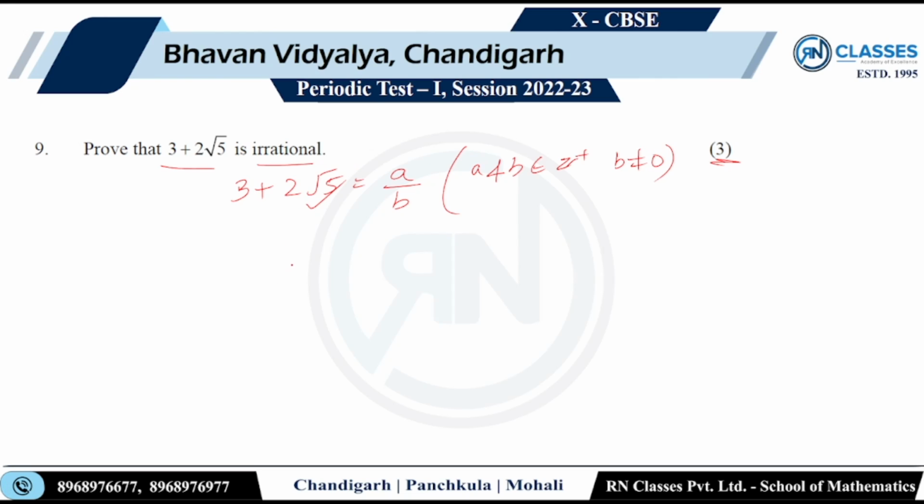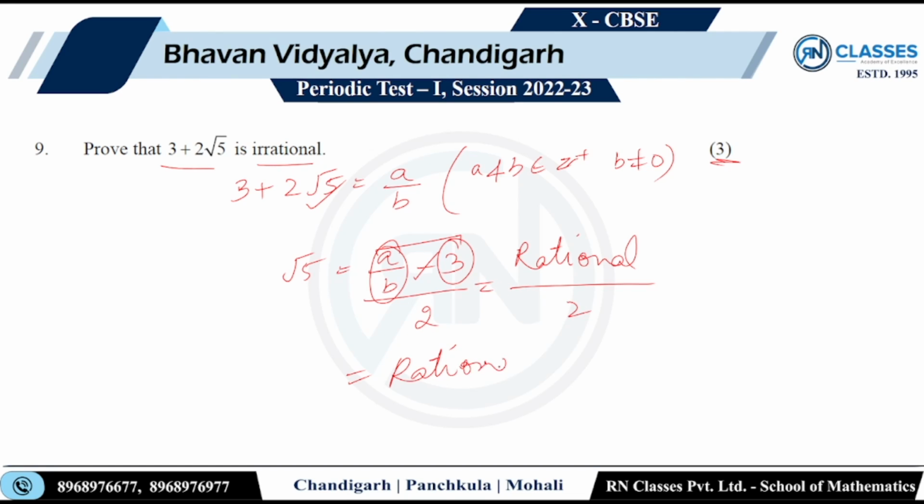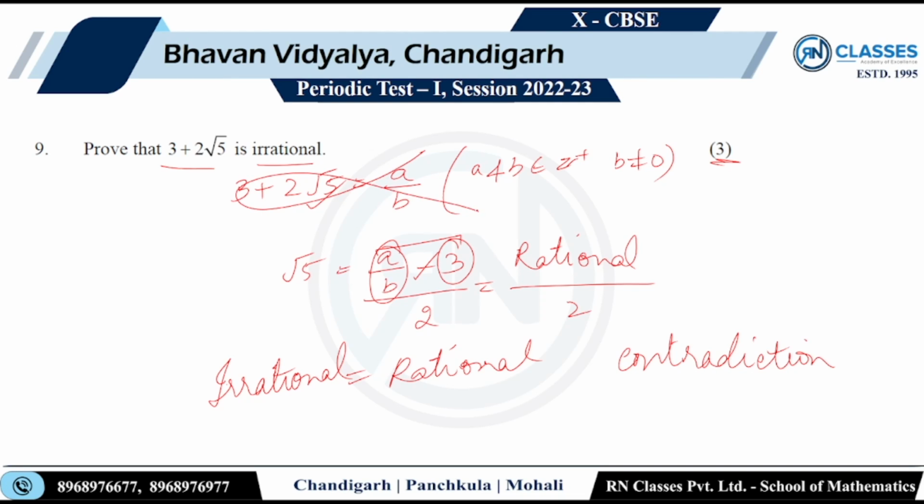Right? Now I know something about root 5. So I will try to isolate it. So I can write root 5 as (a by b minus 3) divided by 2. Now this is a rational number, this is a rational number. And difference is there. That means rational. Right? Now rational divided by 2, that is rational. Now left hand side, we know that root 5 is irrational. This is irrational. Irrational equal to rational. That means there's a contradiction. Right? Hence, your supposition is wrong. Hence, 3 plus 2 root 5 is irrational.